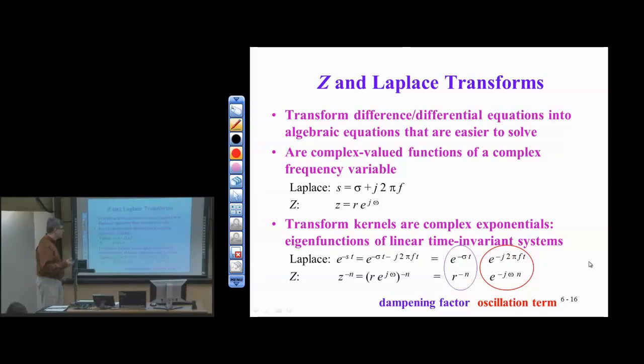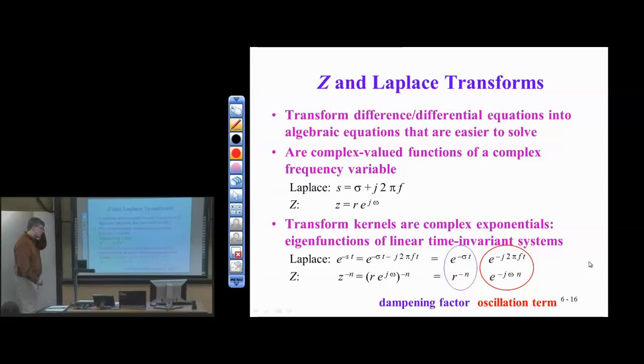So the Z and Laplace transforms, one of the uses in signals and systems is to transform a difference or differential equation into algebraic equations that are easier to solve, right? We take the Laplace transform of both sides of the differential equation, and we work through the algebra to solve for the output Laplace transform, take the inverse Laplace transform to find the output in the time domain. And the same story in the case of difference equations: apply the Z transform to both sides of the difference equation, work the algebra to isolate the output Z transform, and then take the inverse Z transform of that to find the output in the discrete time domain.